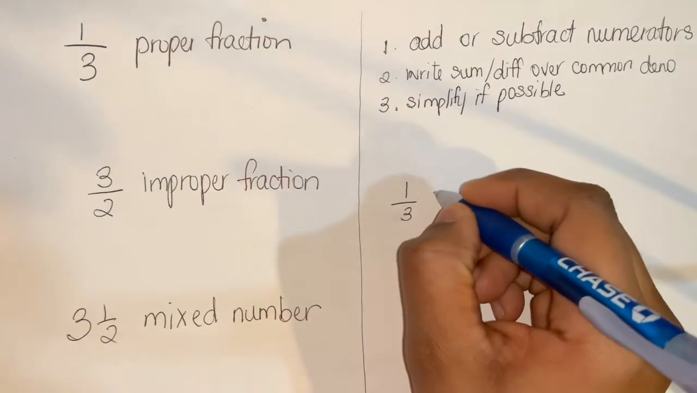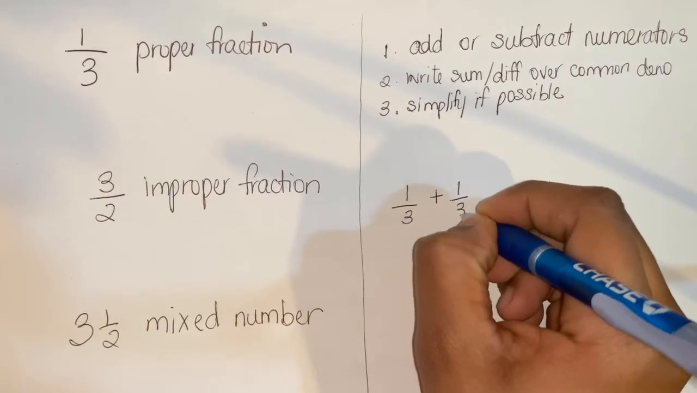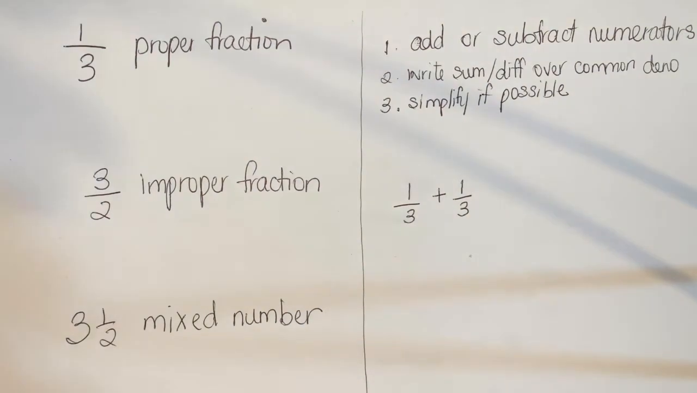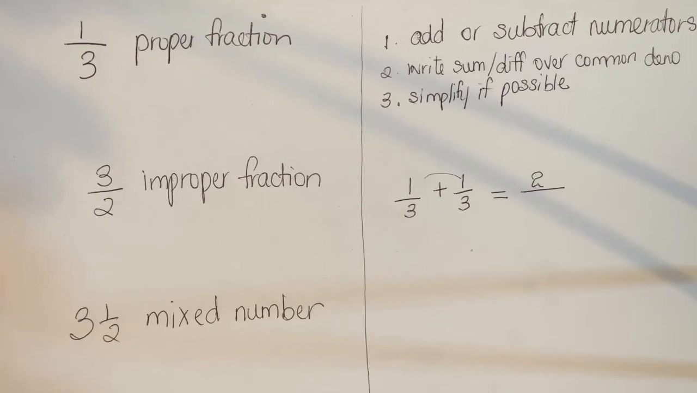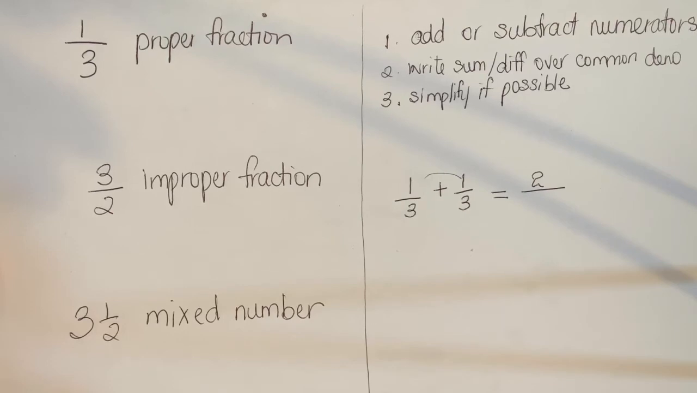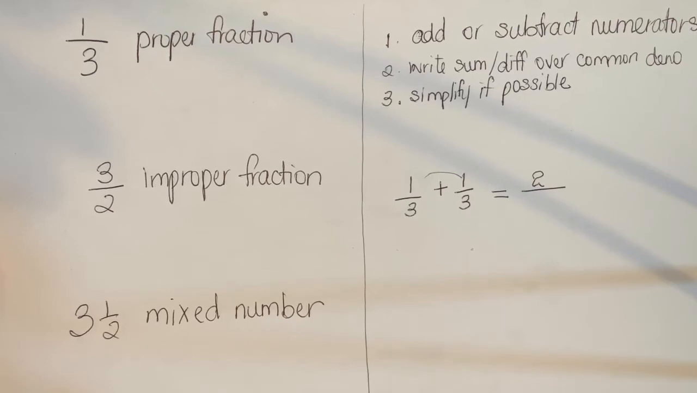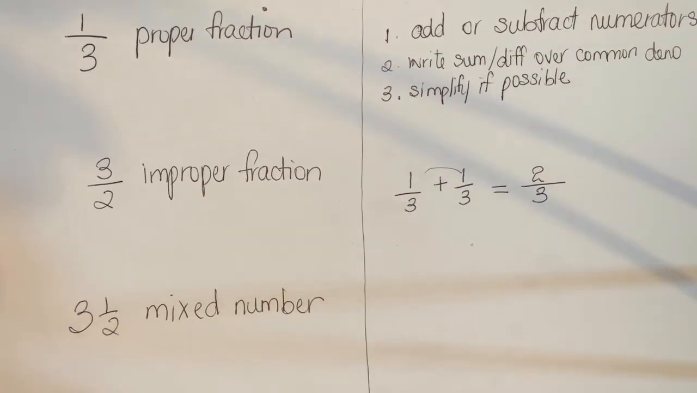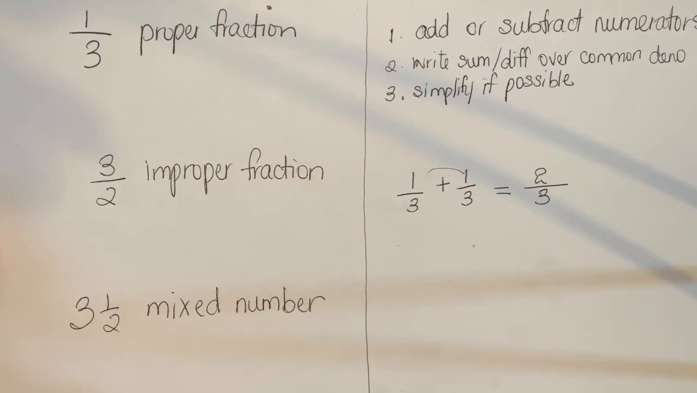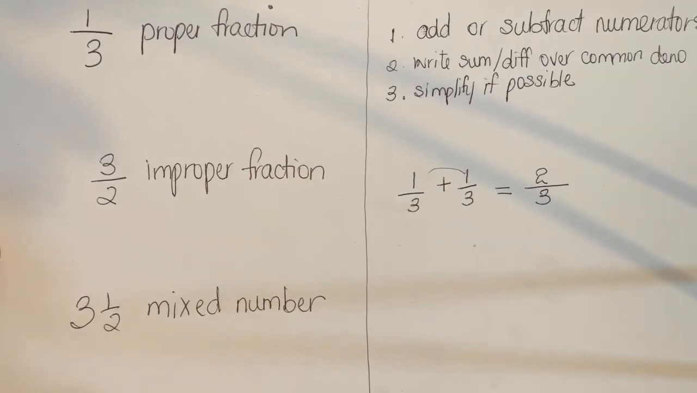And for this, we're going to follow the 3 steps. So our first step, add or subtract the numerators. And of course, we're going to add because that is the operation of the problem. So we have 1 plus 1, and that is equal to 2. Step 2, write the sum or difference over the common denominator. Common denominator means both fractions share the same denominator. So we're just going to write it back. We have 2 thirds, so we'll put back our 3, and our answer would be 2 over 3. This fraction cannot be simplified, so we will leave it as it is.